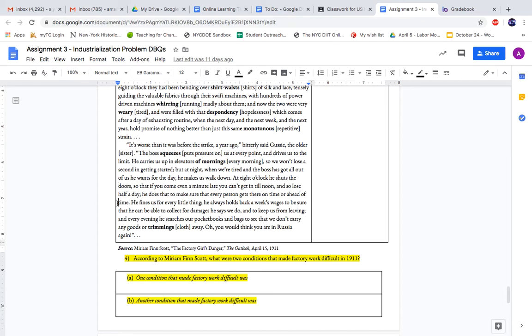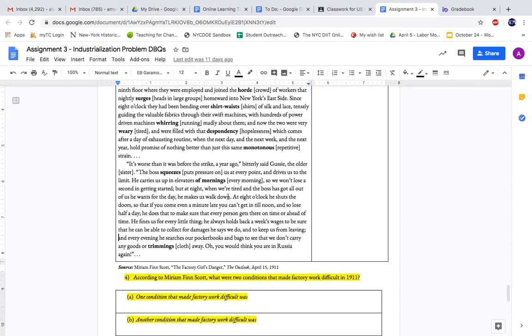He fines us for every little thing. He always holds back a week's wages to be sure that he can be able to collect for damages he says we do, and to keep us from leaving. And every evening he searches our pocketbooks and bags to see that we don't carry any goods or trimmings, cloth, away. Oh, you would think you are in Russia again."